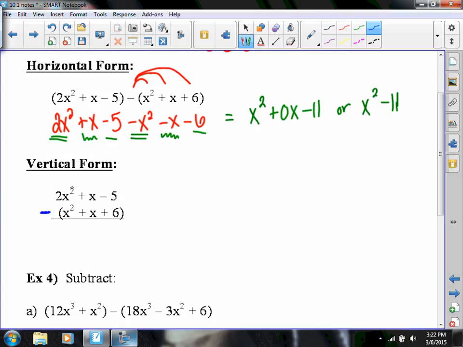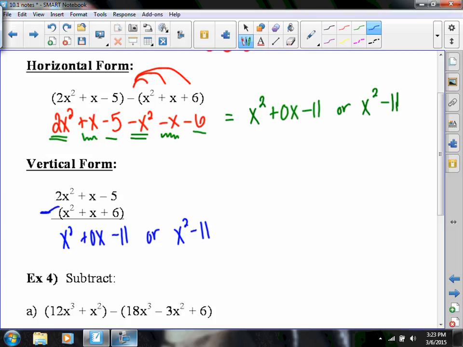So I have 2x squared minus x squared, that's 1x squared. Then I have x minus the x, so that's a 0x. And then negative 5 minus the 6, that's negative 11. And again, you can write it as just x squared minus 11. So I think for subtracting, the horizontal form works a little better because in the vertical form, usually students forget to subtract every single term.